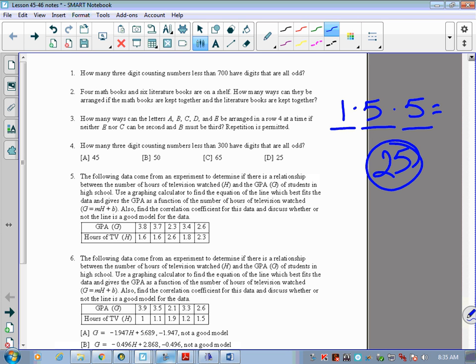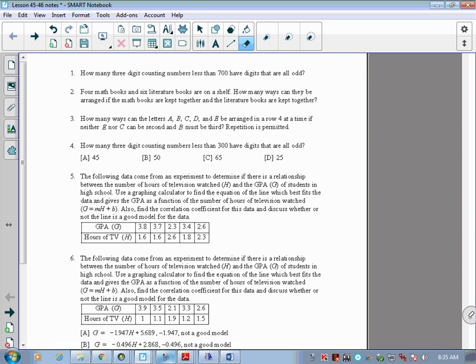Okay. All right, now we're going to get into questions number 5 and 6. And questions number 5 and 6 require us to get our graphing calculators out. Okay, does everybody in here have one? Yes, you may. Okay, so we're going to take the information.